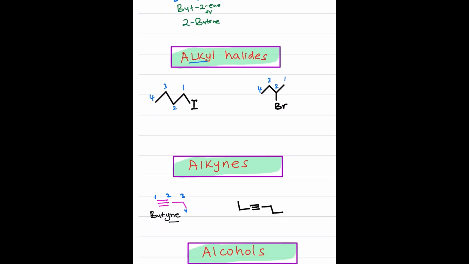Next, we look at alkyl halides. So it has an alkyl group and a halide. So RX, where the halide, the X part, can be chlorine, bromine, iodine, or fluorine. Group 7A in the periodic table.